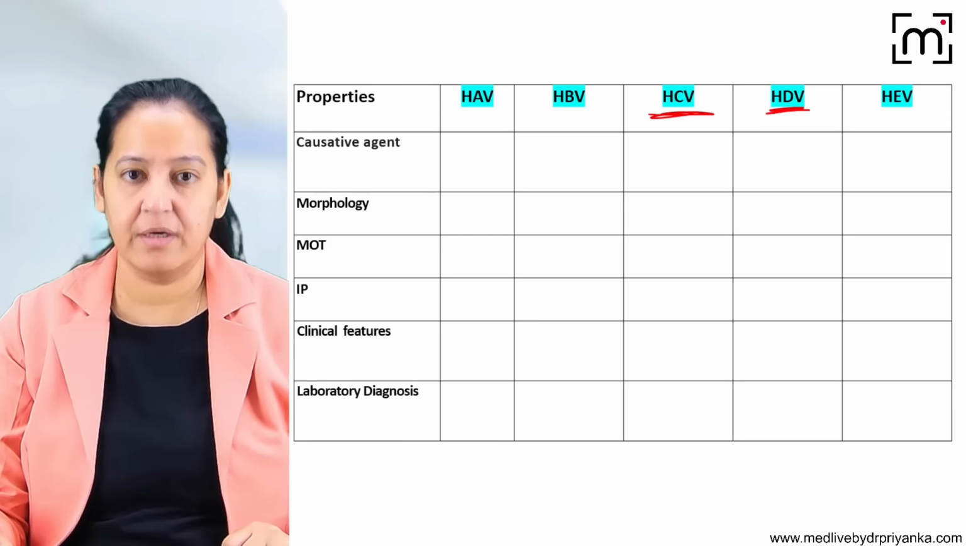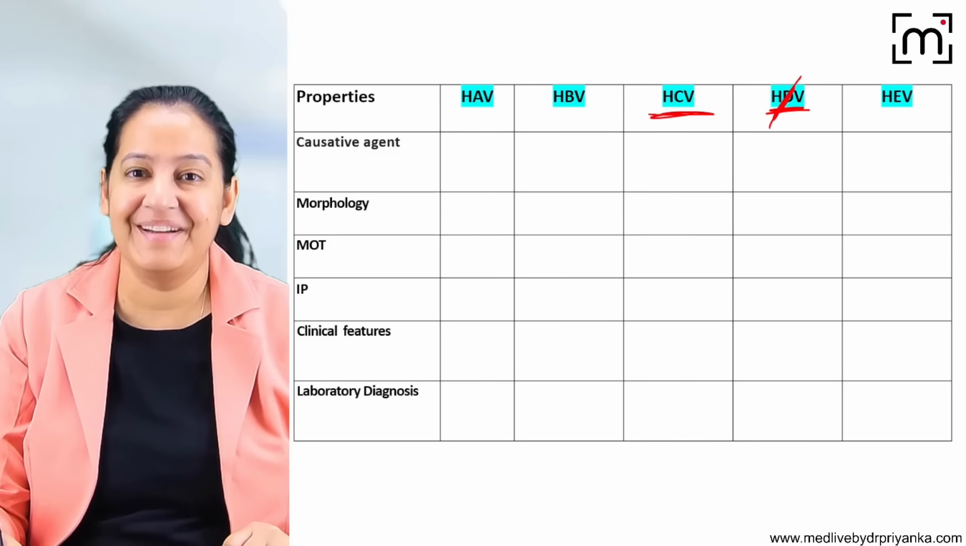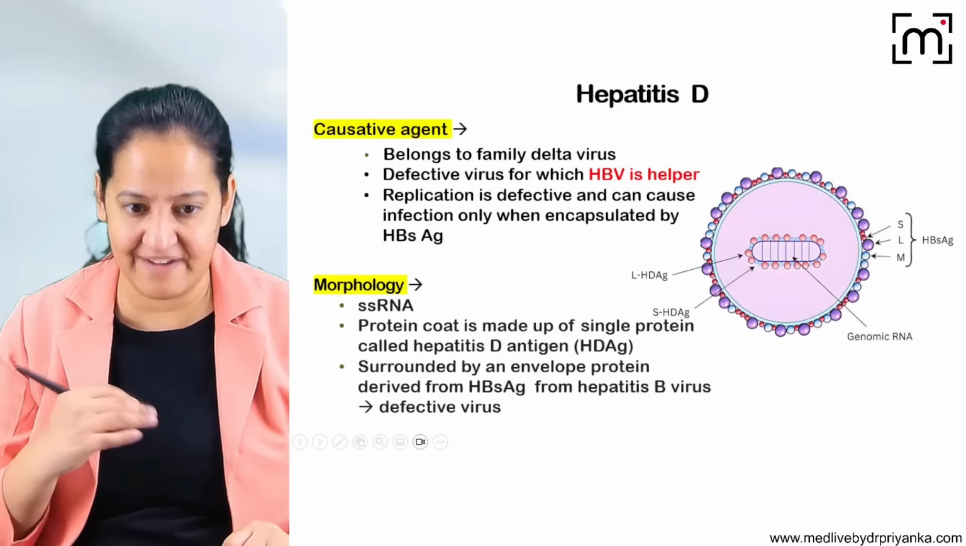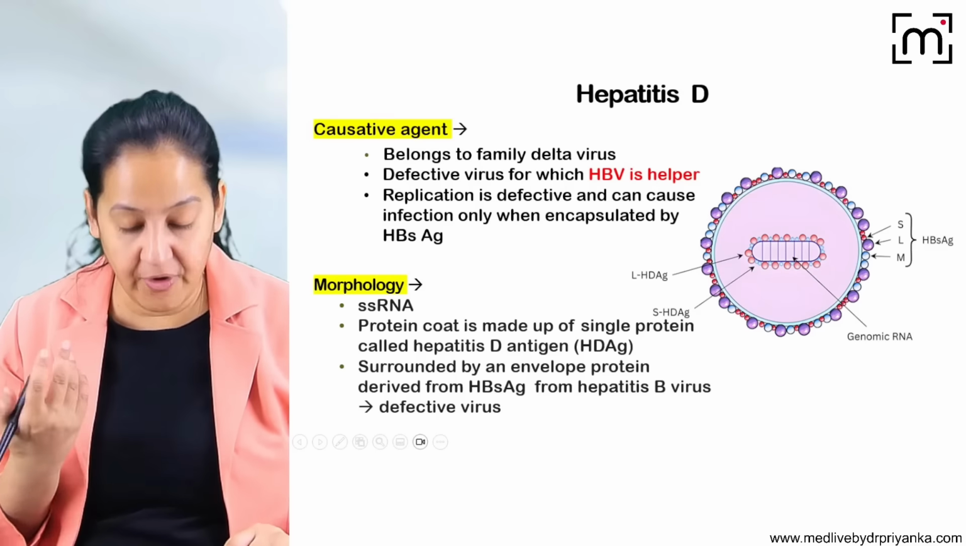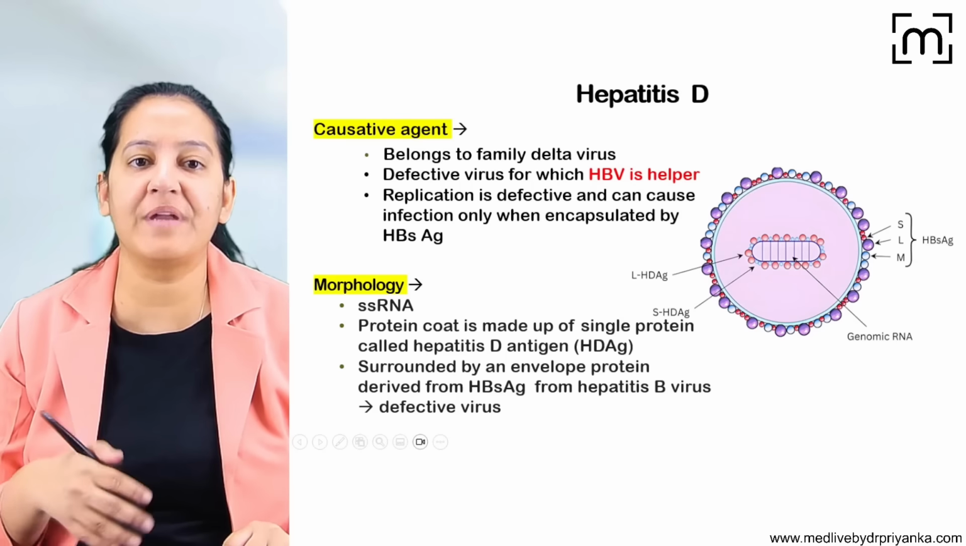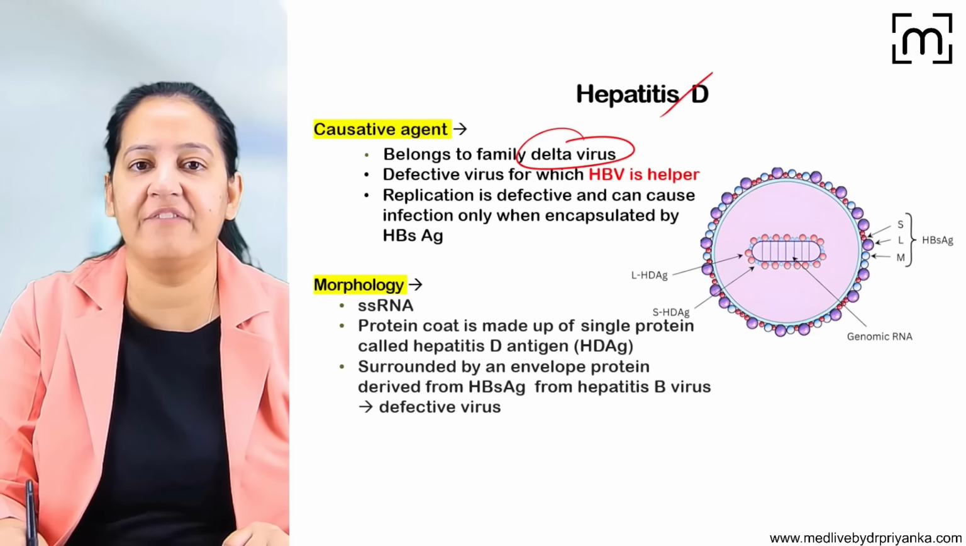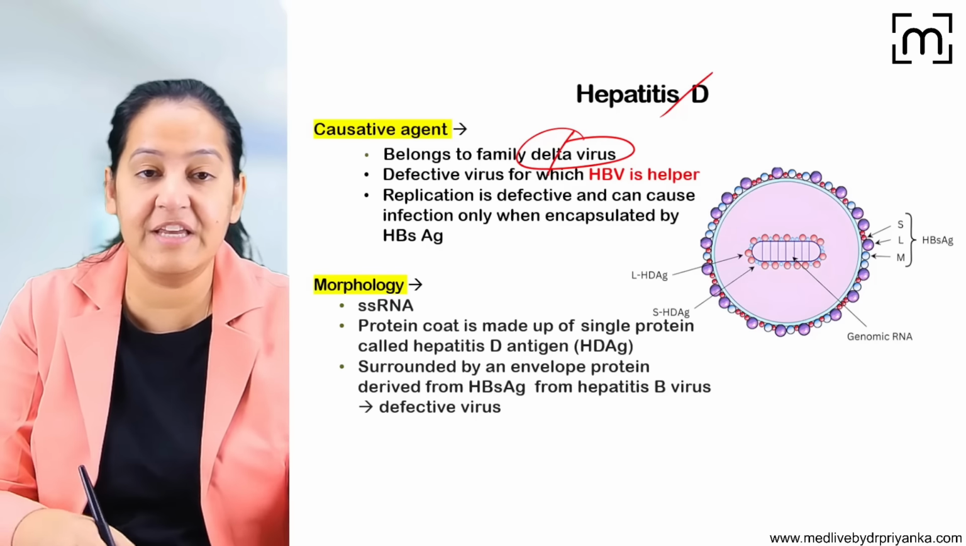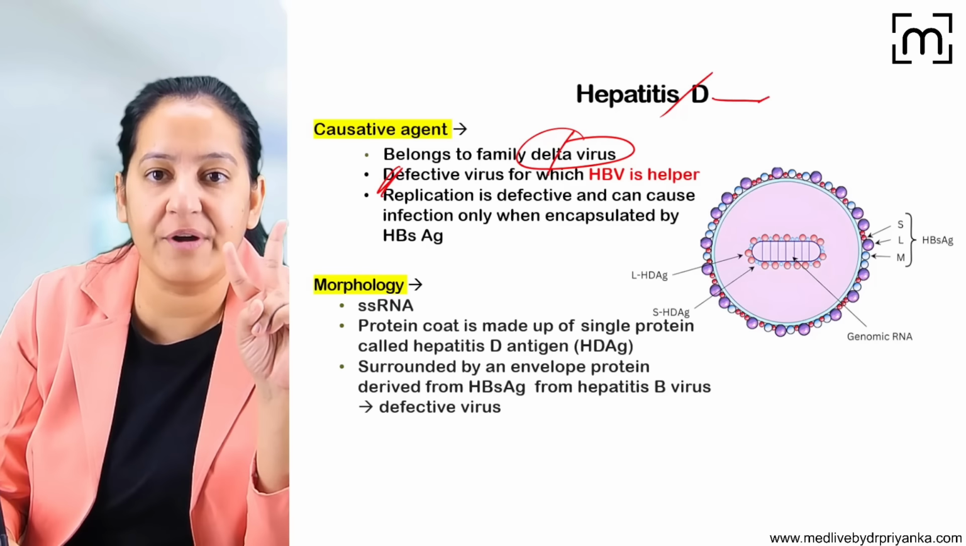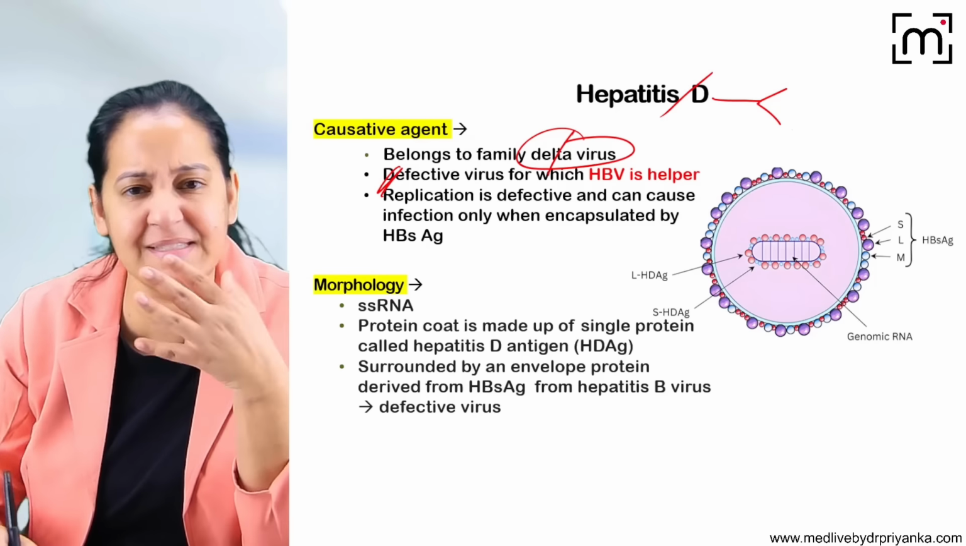Now coming on to D. D is defective. D is delta and defective. What is the defect? I will let you know the defect. So D for defective. It's a virus which belongs to the family Deltaviridae. D for delta, but it's a defective virus. D for defective. So learn two Ds: D for delta, D for defective. Delta is the family. But what is the defect?